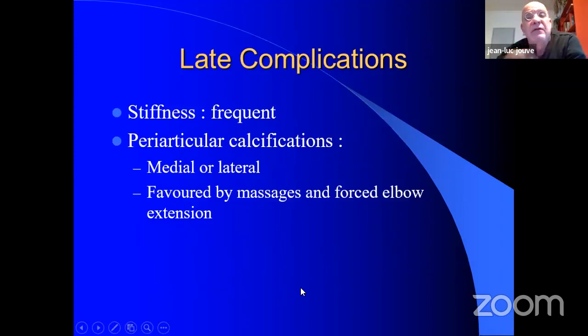Late complication is stiffness. It is frequent, but if you wait 1 or 2 years, you will obtain a recovery of the function. Another complication is the periarticular calcification, medial or lateral, sometimes anterior. You know that these calcifications are favored by massage and forced elbow extension. So avoid any massage after elbow dislocation, because there is a high risk of calcification.